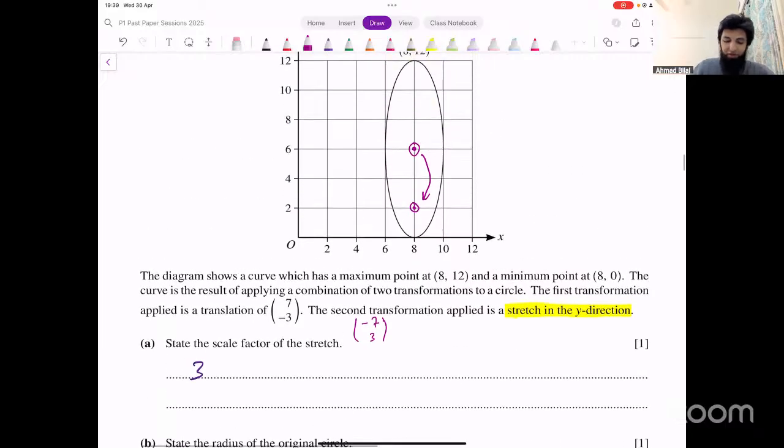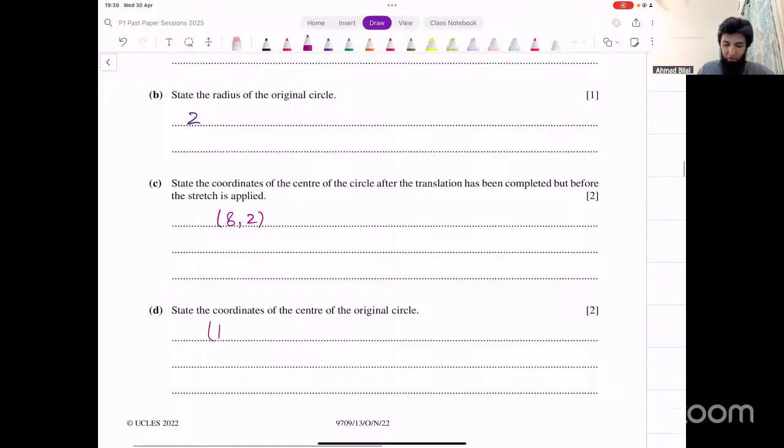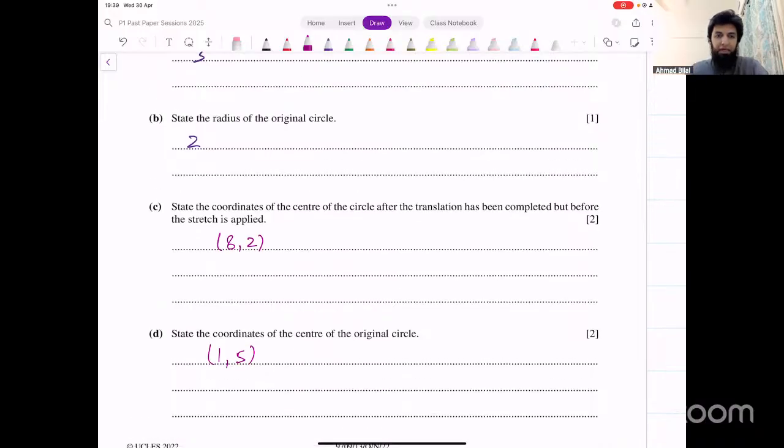Minus 7 and 3. Okay, so you go 7 units to the left from this point, and that takes you here. And then 3 units up, 2, 3, 4, 5, and that will give you this point here. You can see the coordinates of this point. This is 1 and 5. This is what you write there. The coordinates of the center of the original circle would be 1 and 5.